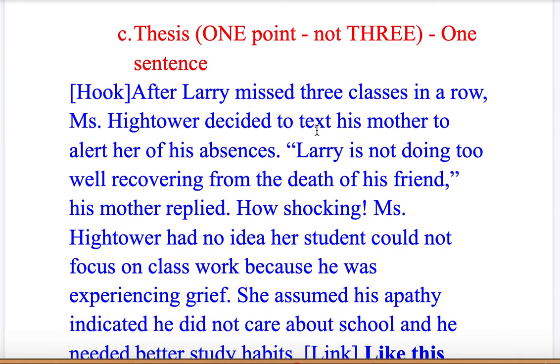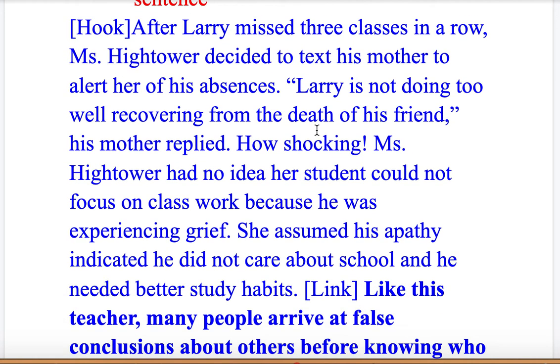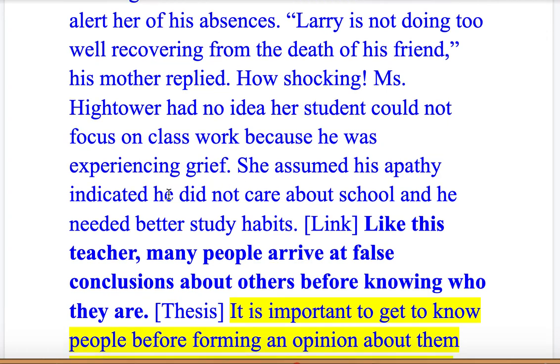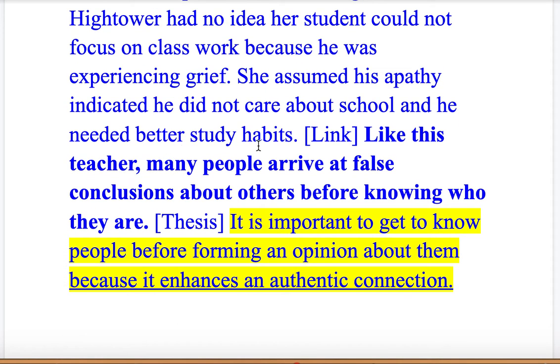After Larry missed 3 classes in a row, Miss Hightower decided to text his mother to alert her of his absences. Larry is not doing too well recovering from the death of his friend, his mother replied. How shocking, Miss Hightower. How shocking. Miss Hightower had no idea her student could not focus on classwork because he was experiencing grief. She assumed his apathy indicated he did not care about school and he needed better study habits.